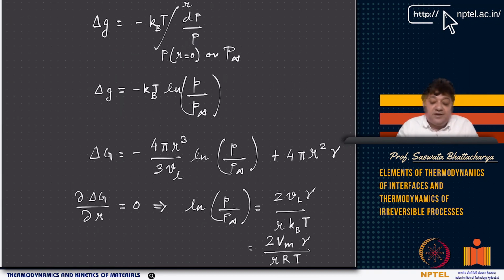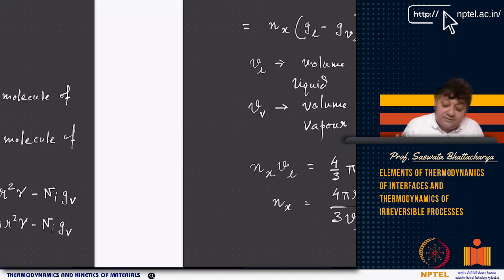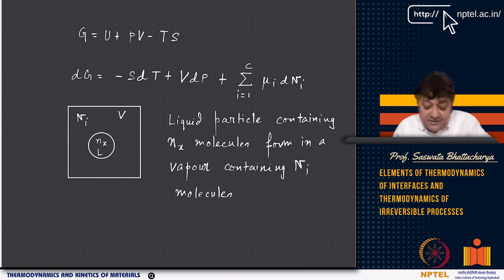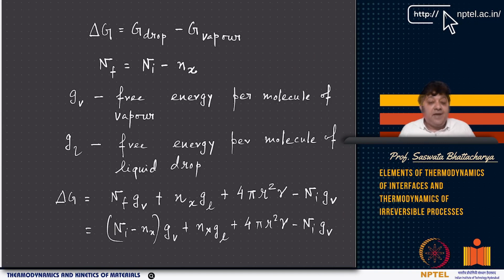So the interfacial phenomena, I don't want to go deep into it, but the crux of it is this. You have a large vapor phase, and there is a small droplet of liquid that is condensed. Now the liquid particle contains Nx molecules and they form in a vapor phase which contains initially Ni molecules. Now you have Nf, which is basically Ni minus Nx.